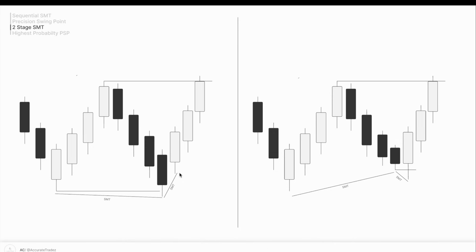While in this example right here, we have a higher time frame SMT, and then immediately we get a lower time frame SMT. So you see right here, this low on this asset is not taken, and then this low right here is taken on this asset, but it's a failure swing right here. So essentially what you get is a higher time frame SMT followed by a lower time frame SMT right away.